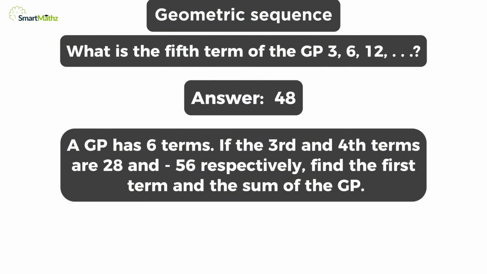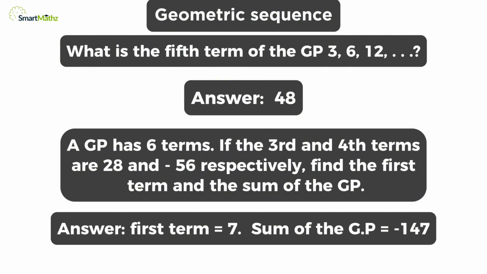The answer to question 1 is 48. For question 2, the first term is 7, and the sum of the GP is negative 147.